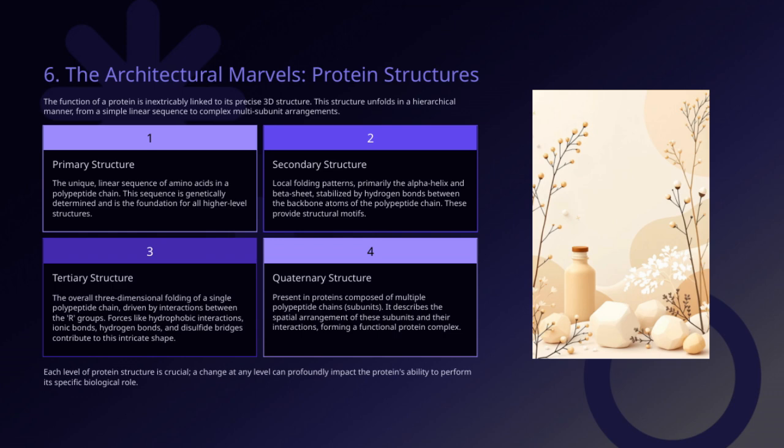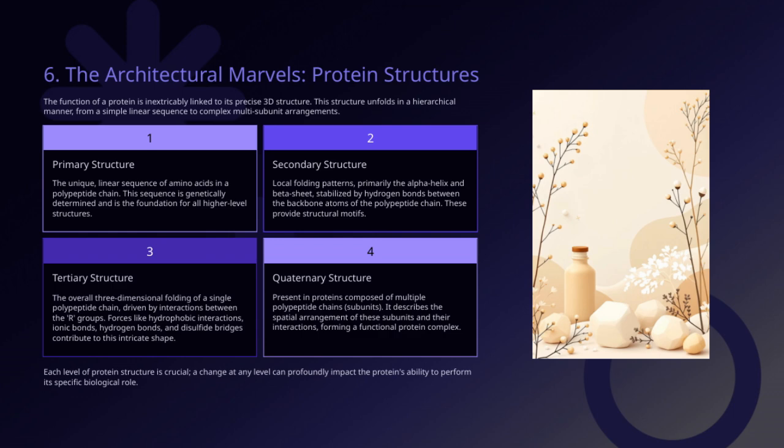Moving on to secondary structure, this involves local folding patterns like alpha helices and beta sheets. These are stabilized mainly by hydrogen bonds between the backbone atoms of the polypeptide chain. These motifs are fundamental because they give the protein its initial shape and stability. Then we have tertiary structure, which refers to the overall three-dimensional shape of a single polypeptide chain. This folding is driven by interactions between the R groups, like hydrophobic interactions, ionic bonds, hydrogen bonds, and even disulfide bridges. All these forces work together to create the complex functional shape of the protein.